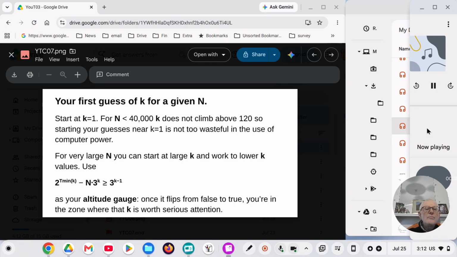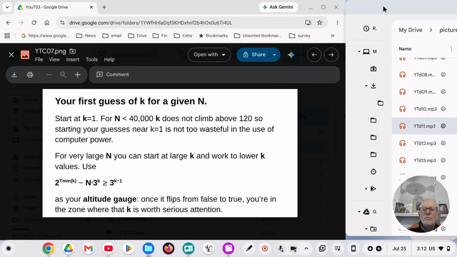For very large n, it may be a better idea to start k higher using 2 to the power of t min. For a particular k, 2 to the power of t minus n times 3 to the power of k has to be greater than 3 to the power of k minus 1. I'll call that an altitude gauge. And once it flips from false to true, you're in the zone where k is worth serious attention. So you can use this method to trim the number of k values you need to test. You can see that the method is extremely quick, and you can check n values up to say n equals 10 to the power of 2000 and quite rapidly find the value of t.